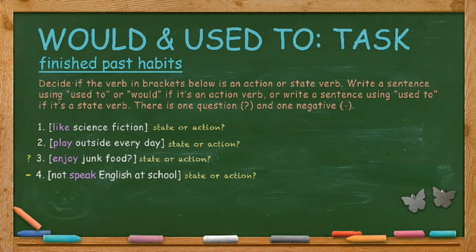Let's look at the verbs first. Number 1, like, is a state verb. 2, play is an action verb. 3, enjoy, a state verb. And 4, speak, an action verb.